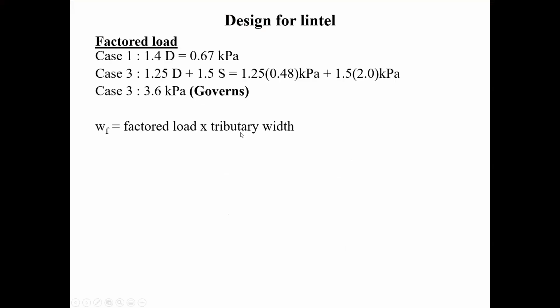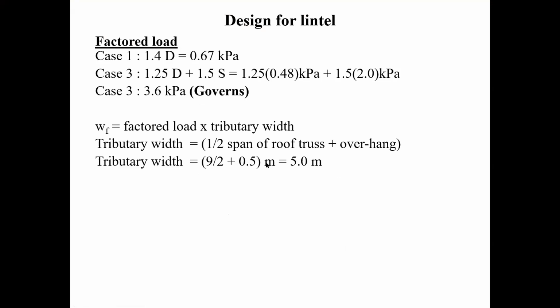So, again, this is typically the tributary width, because the truss spans from exterior wall to exterior wall plus the overhang. This is something people tend to forget, the little overhang. And of course, I get a WF of 18 kilonewtons per meter, which is great.